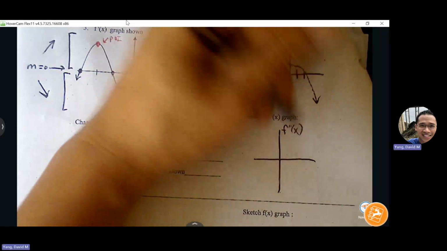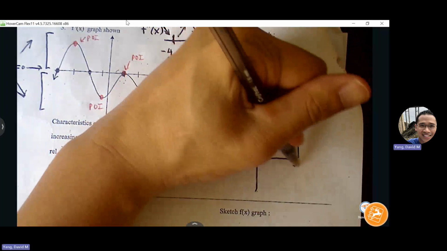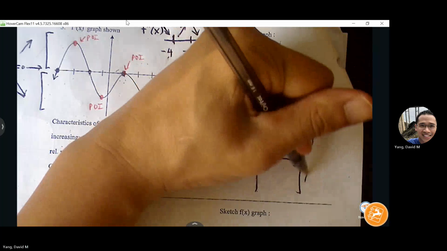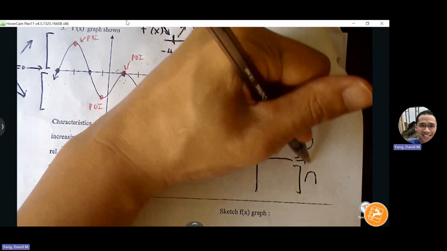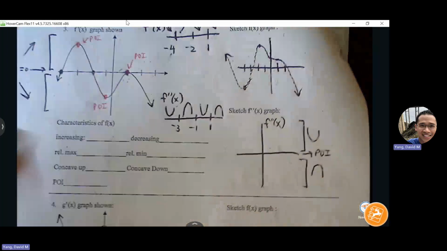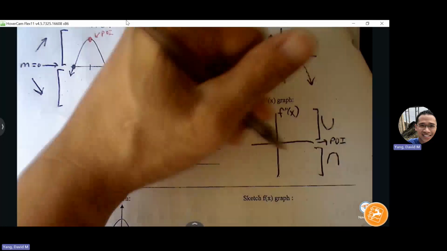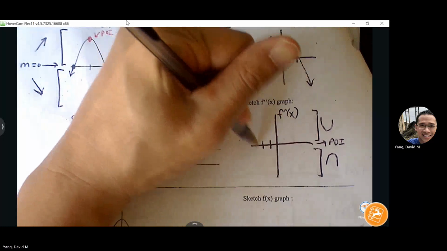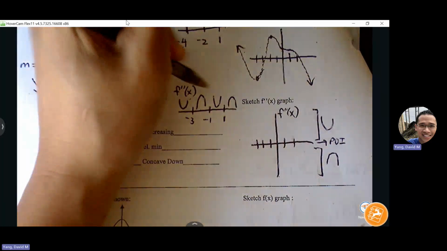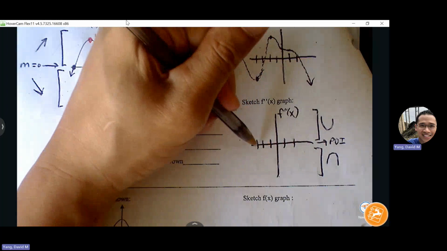I want to graph a second derivative graph based off of what I see here. Remember, your second derivative graph represents concavity. Above is concave up, below is concave down. On the x-axis is point of inflection. So we see points of inflection at -3, -1, and 1. So you're going to place them onto your second derivative graph.